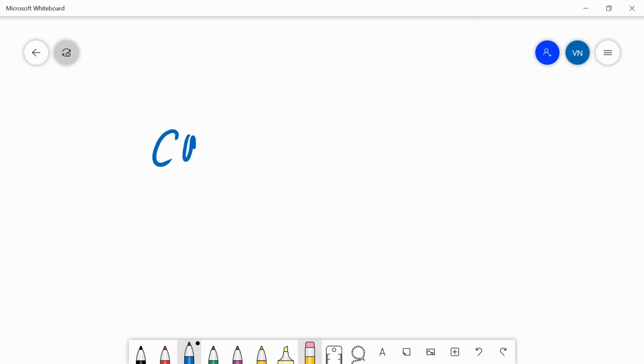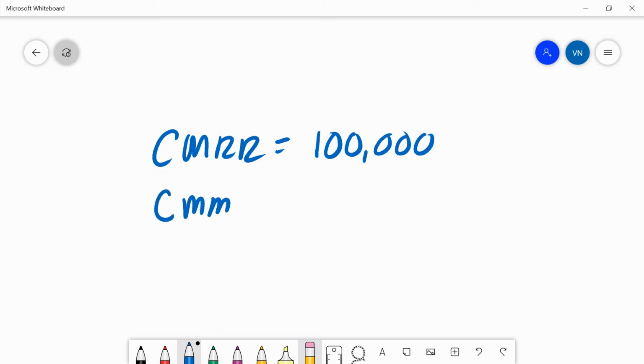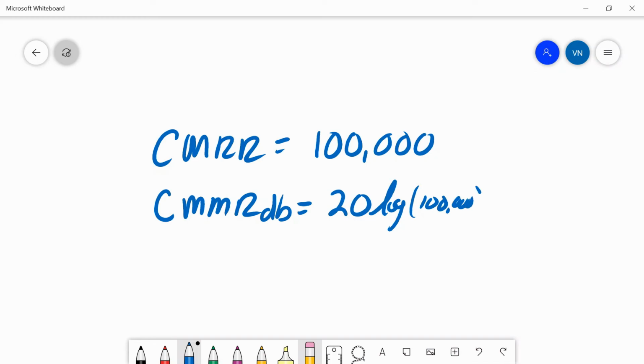CMRR can be written in one of two ways. We can write it as a linear value and say that it amplifies the differential signal 100,000 times better than the common mode signal. We can also write it as a decibel value, where we'd say CMRR dB. In that case, we would take the log of the 100,000 and multiply it by 20. Log of 100,000 is 5, so this would be equal to 100 dB.